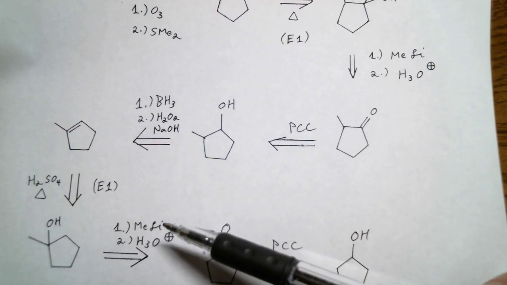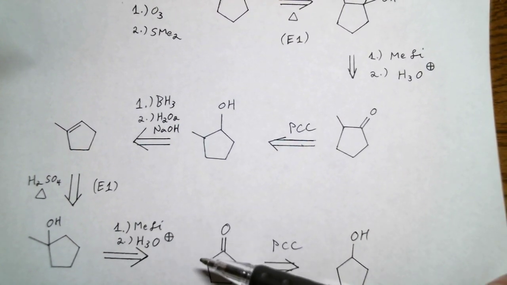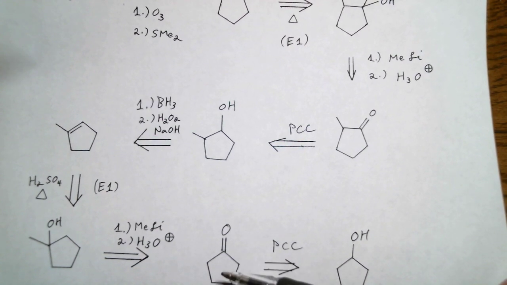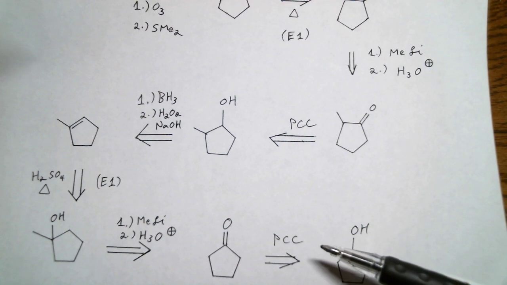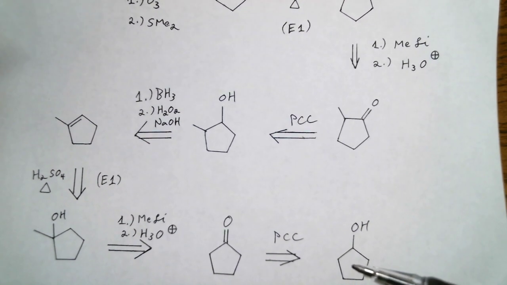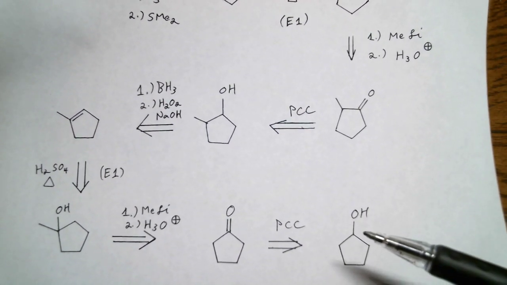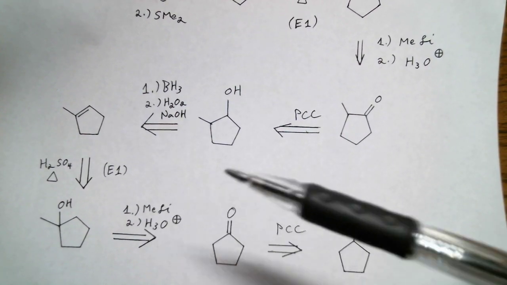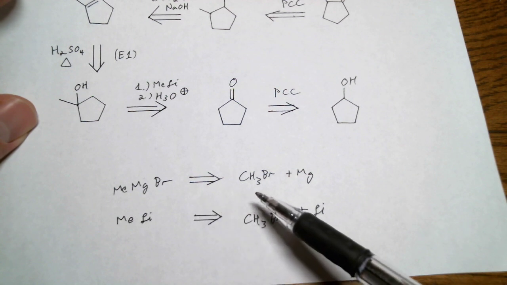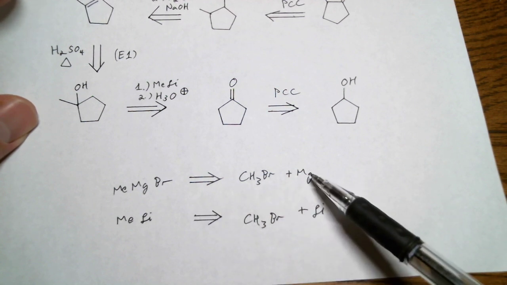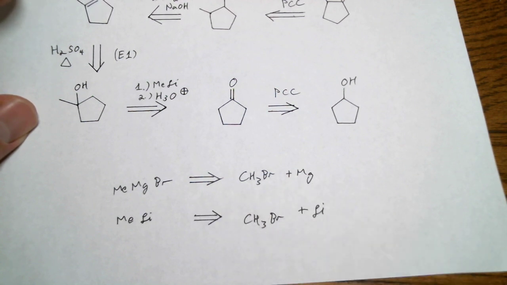How did we get that? Well, maybe methyl lithium Grignard reaction with this cyclopentanone. How did we get cyclopentanone? Oxidation of cyclopentanol with PCC. Hey, we've worked back to what we need to work back to, cyclopentanol, right? And how, of course, did we get our methyl lithium? Or our methyl magnesium bromide? Well, you just work back to methyl bromide and magnesium, or methyl bromide and lithium.